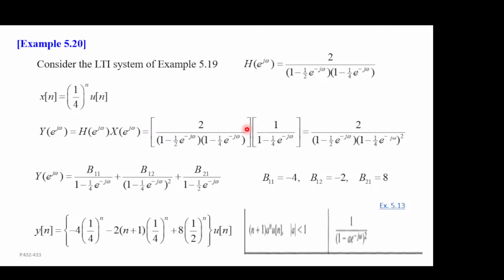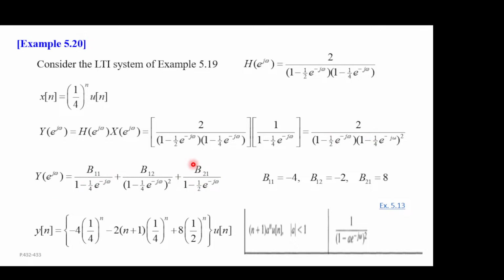So its spectrum is 1 over 1 minus a e to the minus j omega, with a equal to 1 over 4 here. And so big Y is big H times big X, so you multiply those together and factor it all. Now this one is a little harder because you have a square term here, because you have 1/4 here and the same 1/4 here. And now the partial fraction expansion is a little harder because you have the square, the same 1/4 square term here, another 1/4 non-square term here, and then a 1/2 term here.